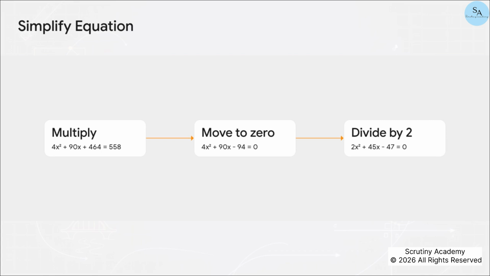To solve equations like this, we want to bring all our numbers to one side so the other side is exactly 0. We subtract 558 from both sides, giving us 4x squared plus 90x minus 94 equals 0. And finally, check it out. All those numbers are even, right? So we can divide everything by 2 to make our lives way easier, leaving us with our final simplified equation: 2x squared plus 45x minus 47 equals 0.